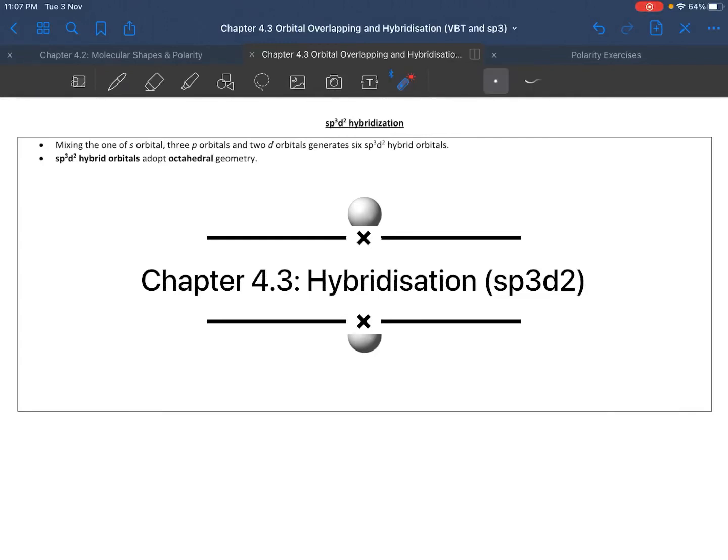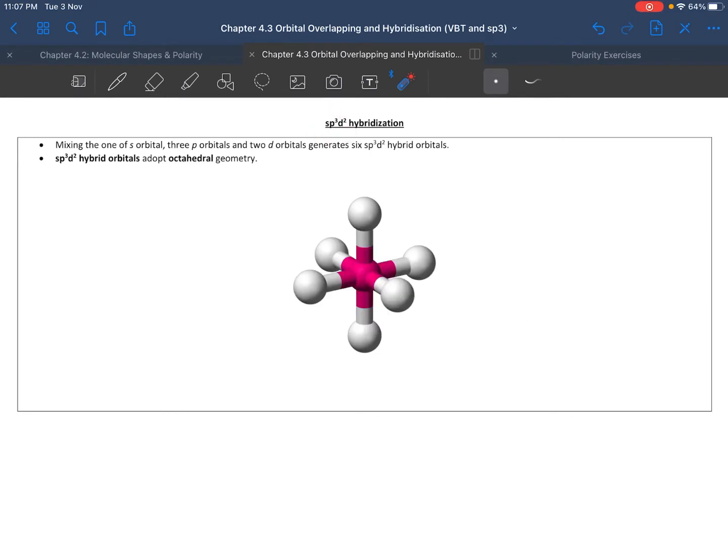Alright, so last one, sp3d2 hybridization. Okay, so from this sp3d2 hybrid orbital, kita tahulah kita akan mix 1 of s orbital and 3 of p orbital and 2 of d orbital, and then we will produce sp3d2 hybrid orbital. Okay. And as usual, you need to ask yourself, so how many sp3d2 hybrid orbitals that we will produce?